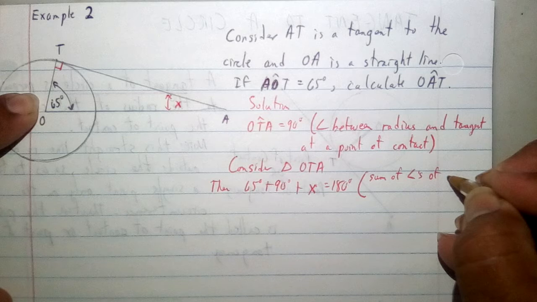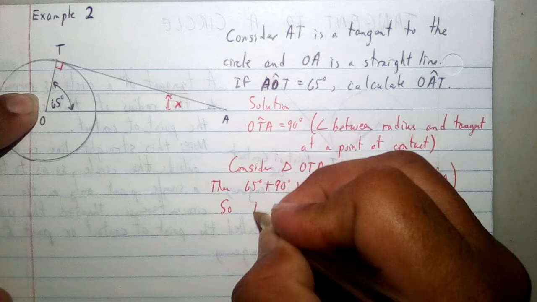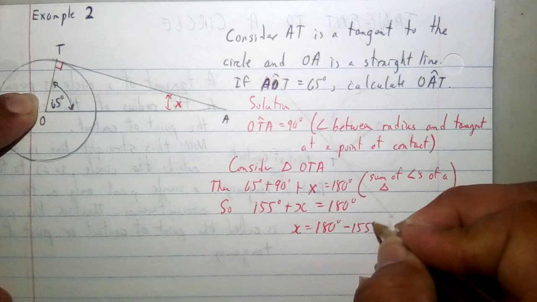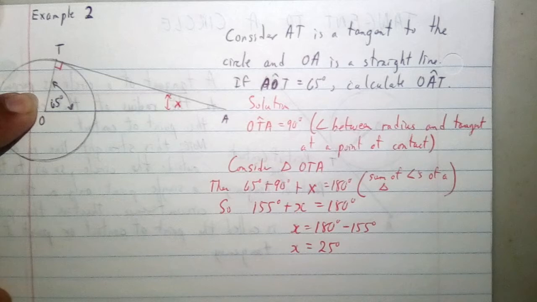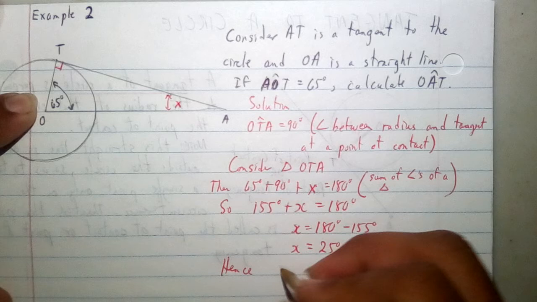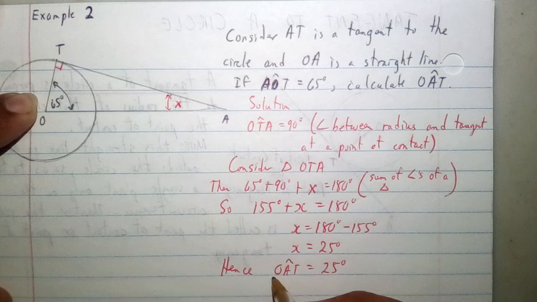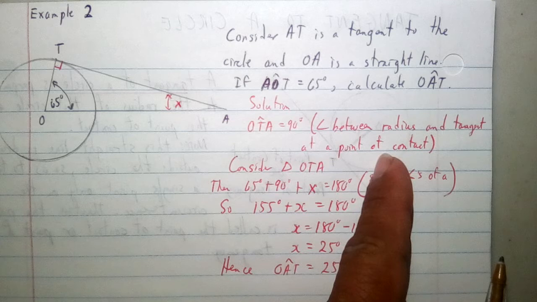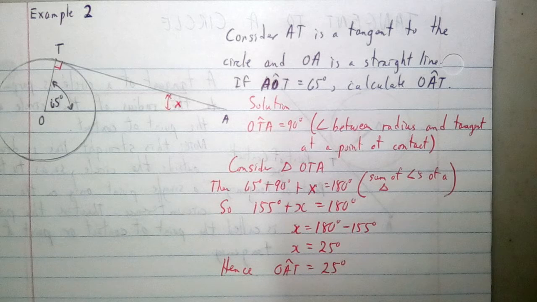So 155 degrees plus x equals 180 degrees. So x equals 180 take away 155, x equals then 25 degrees. So that's our solution for that particular problem. Hence, just state that that's the answer. Don't just leave it like that; don't expect the examiner to know that that's what you mean as a final answer. Hence, OAT, which we want, equals 25, because remember, we never did state who x actually is. But by definition, we know from this diagram. Or we could have stated here, let x equal OAT. We can do that. So that's our second example, how we work it out.